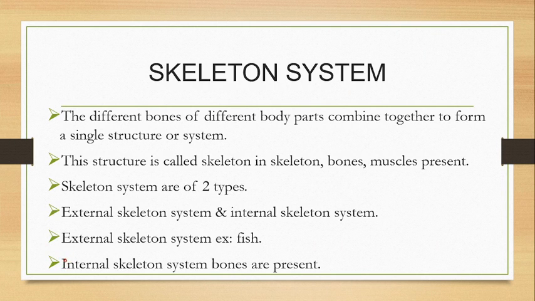This is about the skeleton system, where different bones of different body parts form a single structure. The skeleton consists of bones, muscles, and joints, and skeletons are of two types: external and internal. An external skeleton we can see, like scales in a fish, shells in crabs, and feathers in birds. Those are the external skeleton systems, and in the internal skeleton system, bones are present.